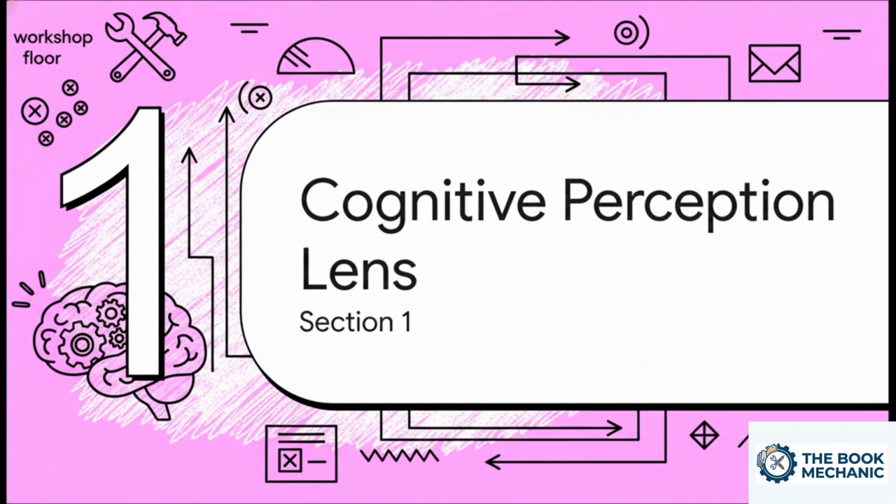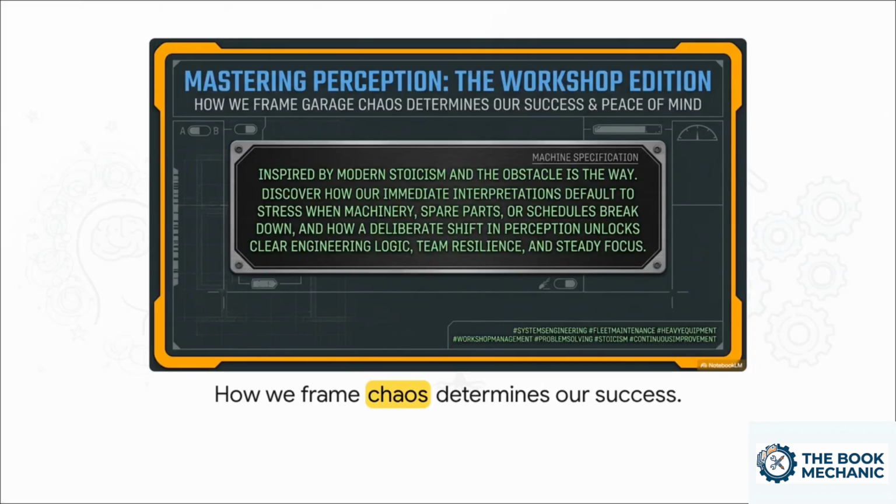All right, Section 1. The cognitive perception lens. The whole foundation of this explainer is actually built on principles drawn from modern Stoicism, but specifically adapted for our heavy machinery environment. As you'll see in this machine specification, there's a critical truth we have to face.